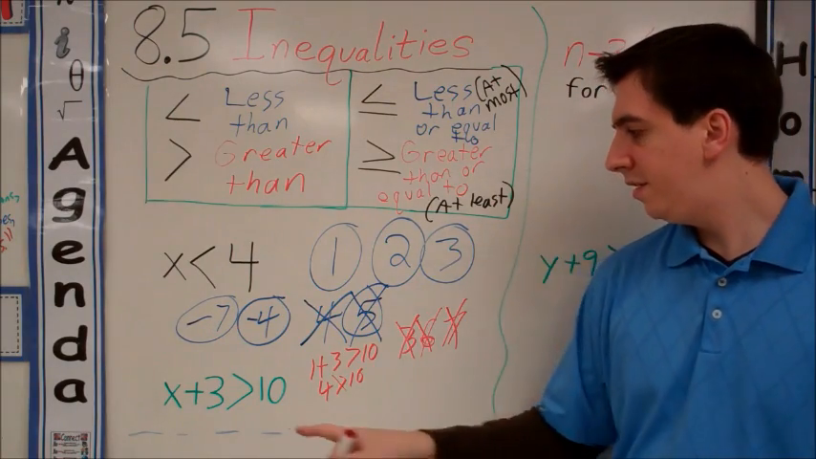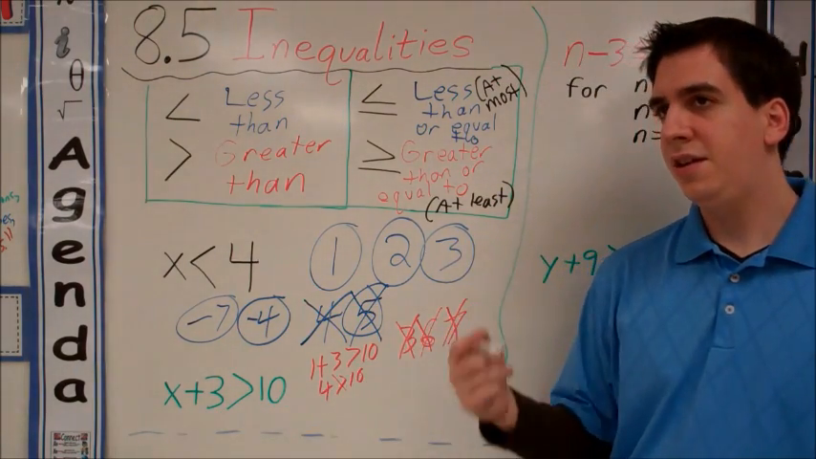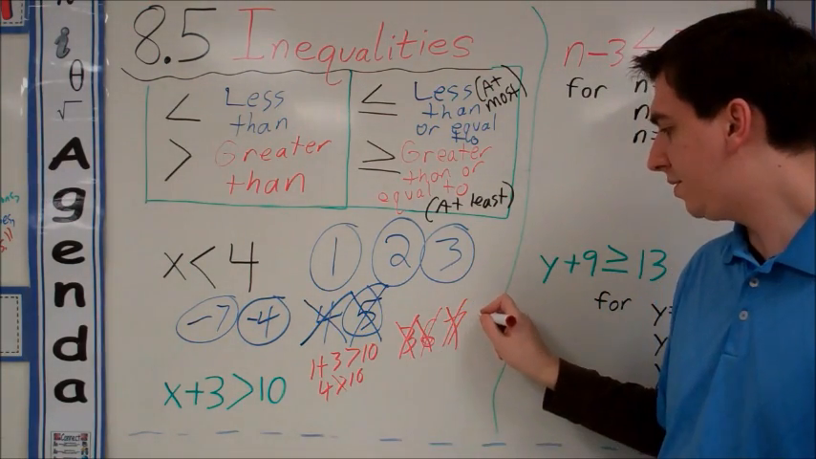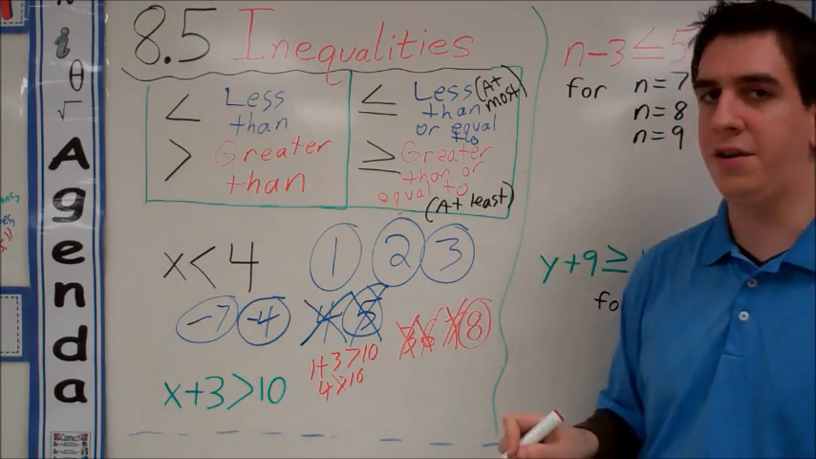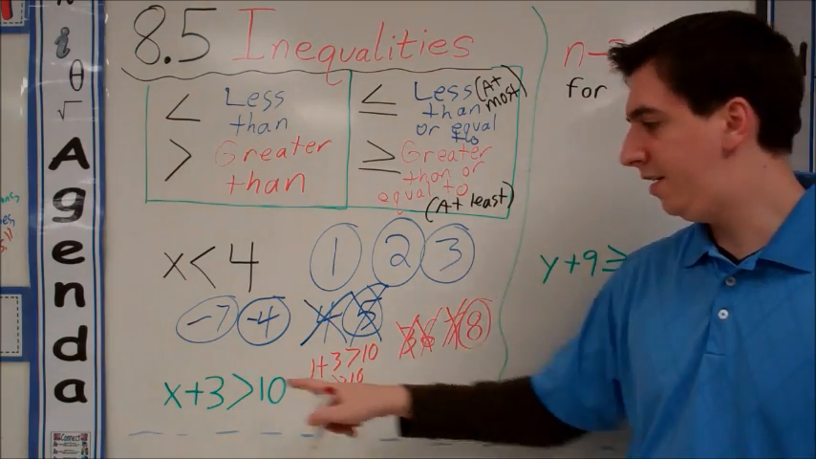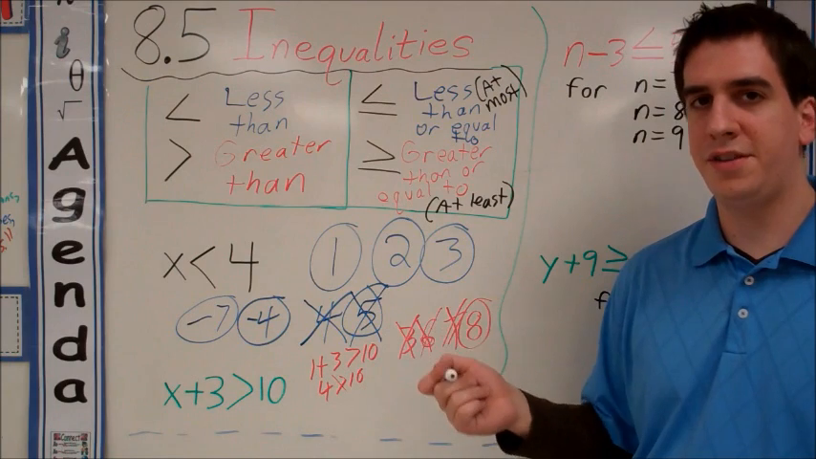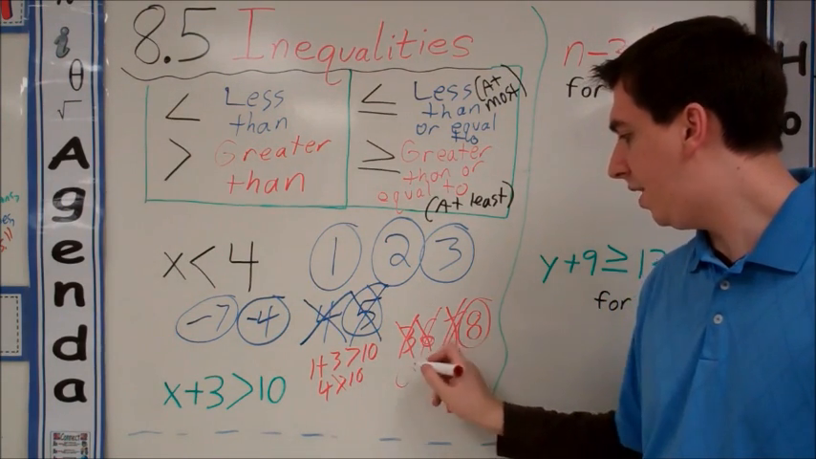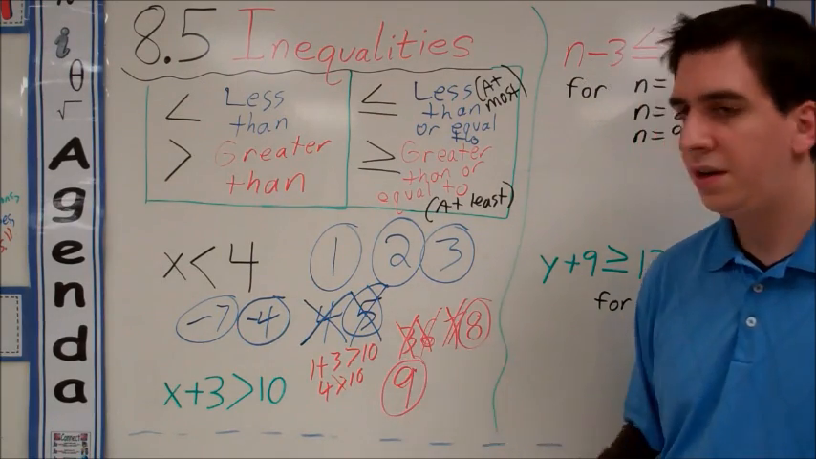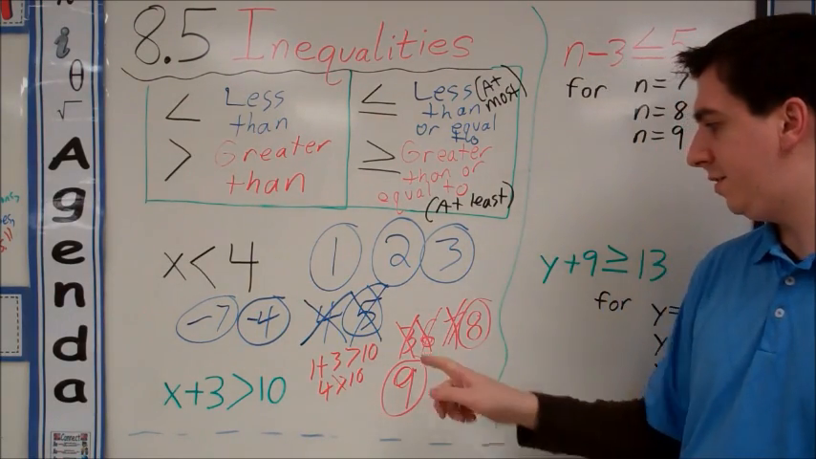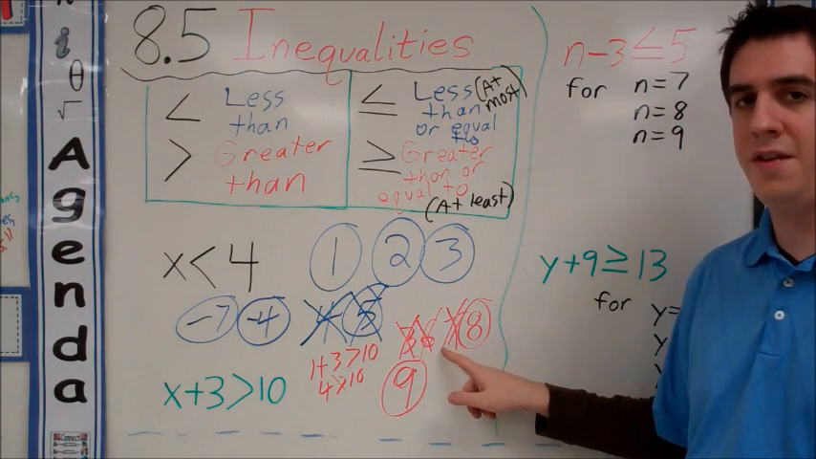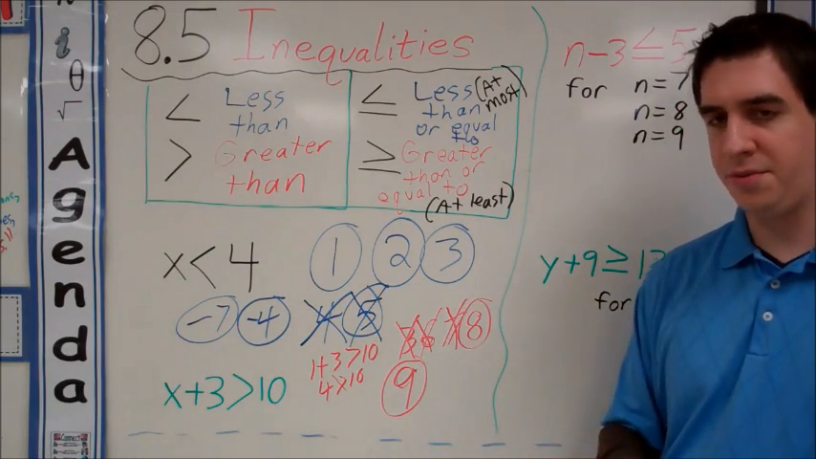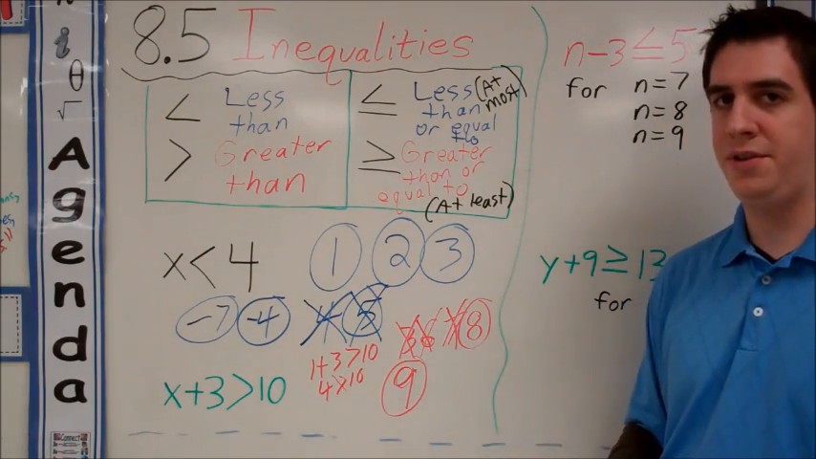What about 8? 8 plus 3 is 11. Is 11 greater than 10? Sure is. So the original number we plugged in, 8, will work. How about 9? 9 plus 3 is 12. Is 12 greater than 10? Sure is. So 9 will also work. We might start seeing a pattern here. It seems like anything greater than 7, so 8, 9, and so on, will probably work. Let's keep this in mind for the future too.